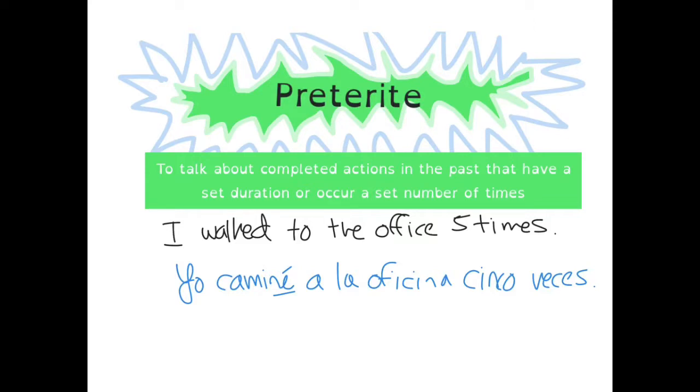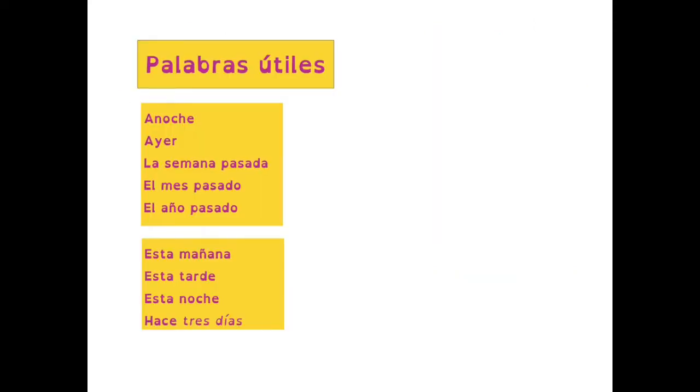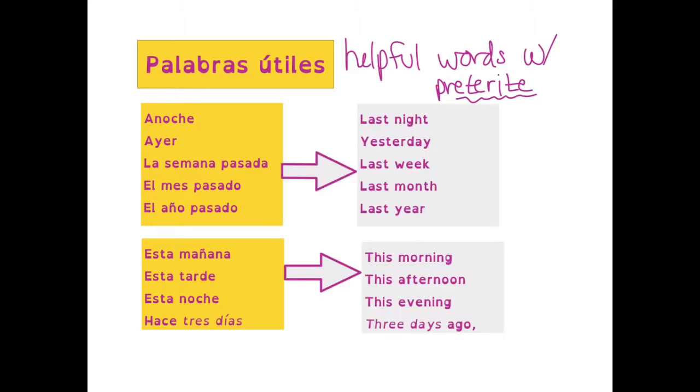So those are the uses of the preterite, the central uses. These are some keywords, palabras útiles, helpful words, that let us know when the preterite would be appropriate. Think of them like trigger words. They're triggering you to have to use this tense.